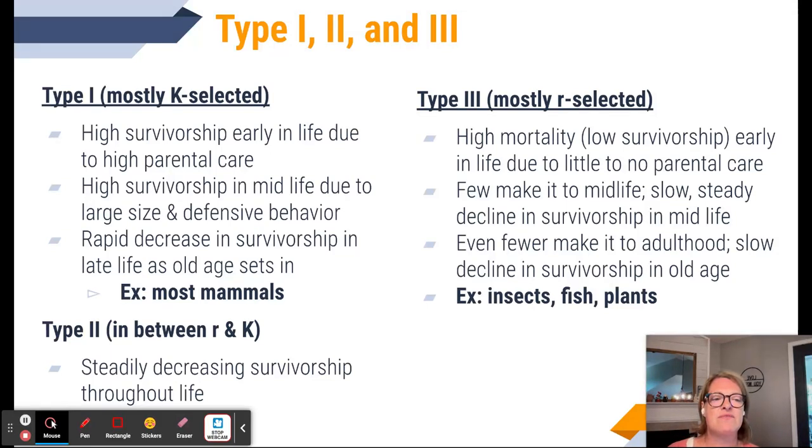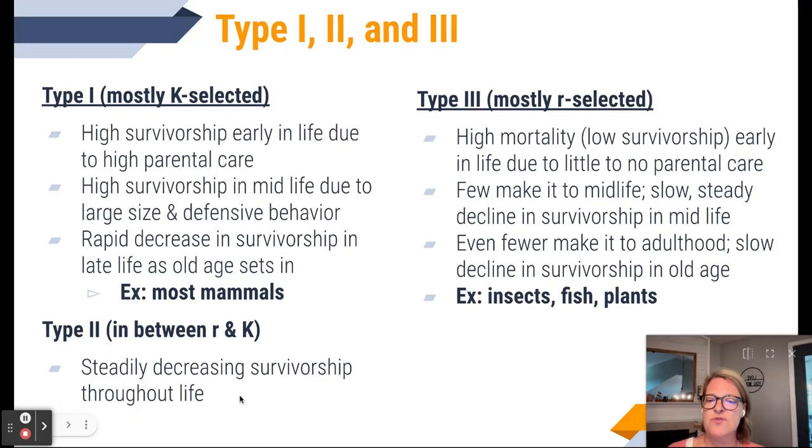There's a steady decline in survivorship throughout midlife for a variety of reasons. Then very few make it to adulthood, so there's a very slow decline in survivorship in old age because there's already not a lot of individuals surviving, and those that do tend to have pretty good survivor skills. Examples of that would be fish, plants, insects, those sorts of things.